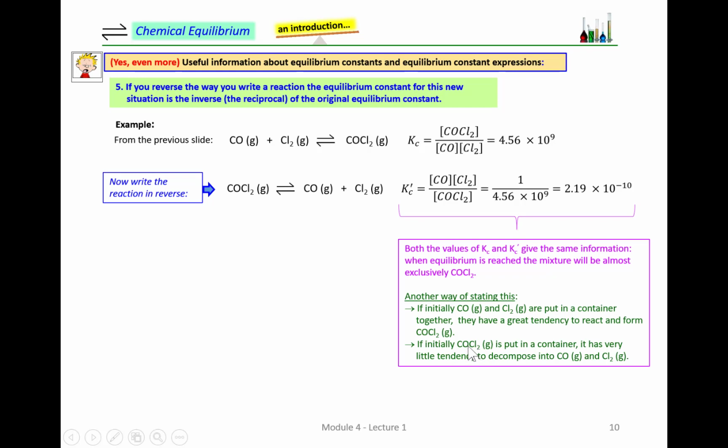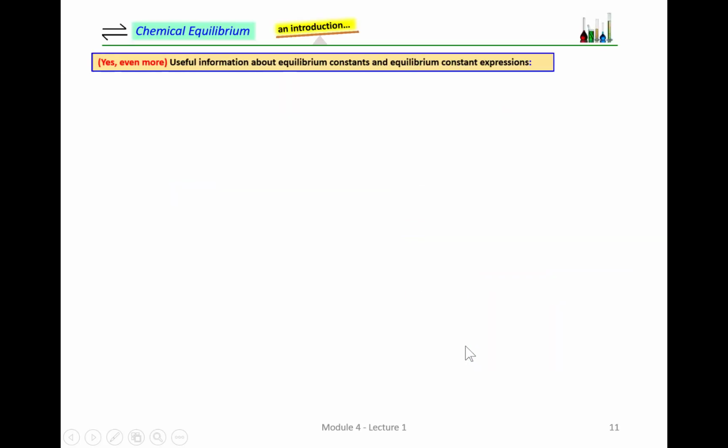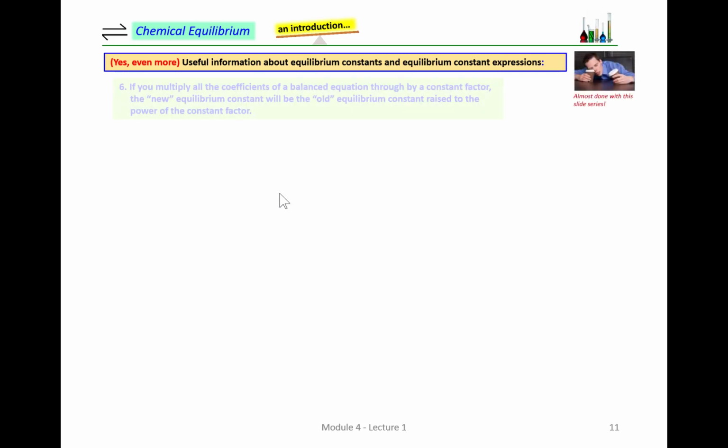Yes, there's even more. Turns out if you multiply all the coefficients of a balanced equation through by a constant factor, the new equilibrium constant will be the old equilibrium constant raised to the power of that constant factor. The best way to describe this is to just show you an example.